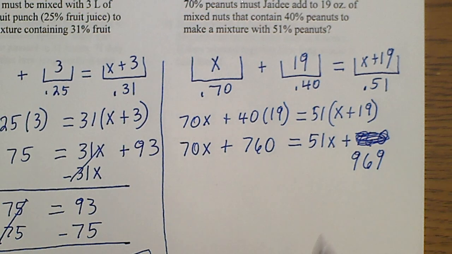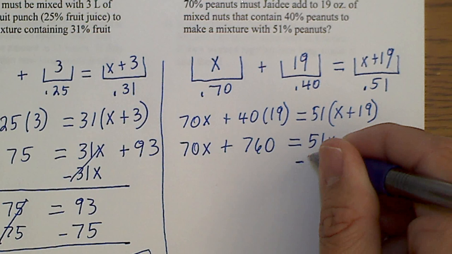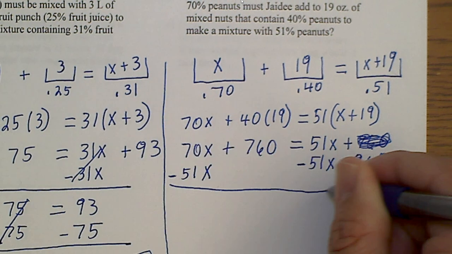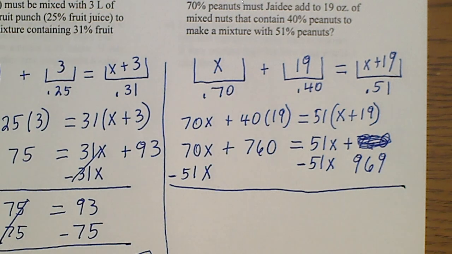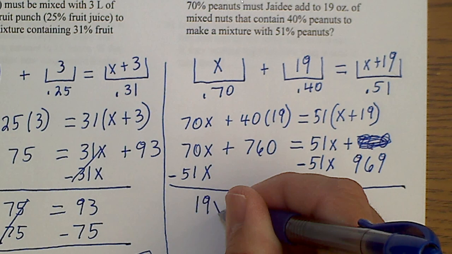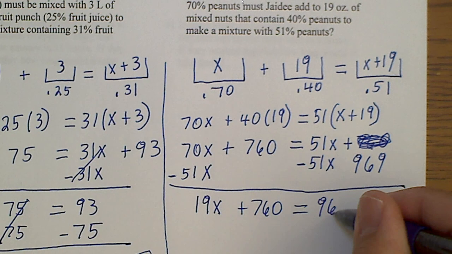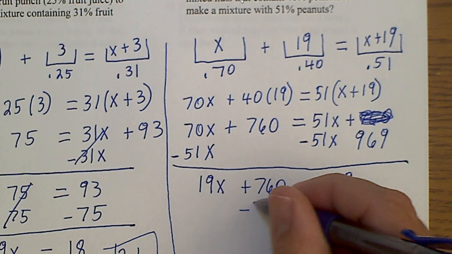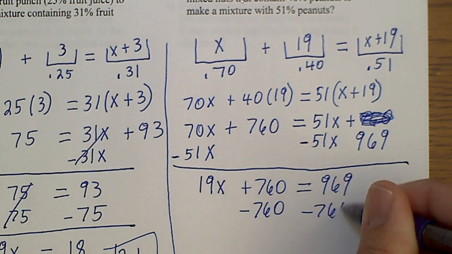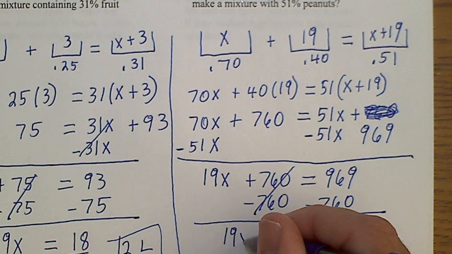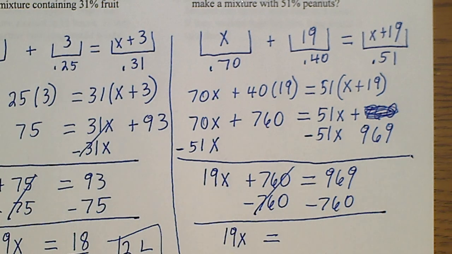Let's just get all the variables to the same side. Again, I'll just keep doing what I'm doing and subtract, get the variables to the left side. So subtract 51x, 19x plus 760 equals 969. Subtract the 760 on each side here. We get that 19x is equal to, let's see, 969 minus 760 is 209.